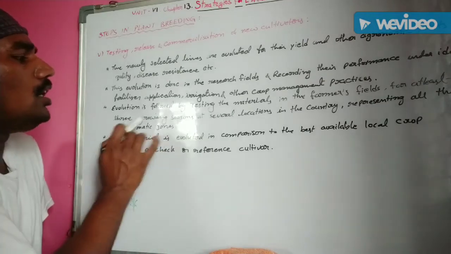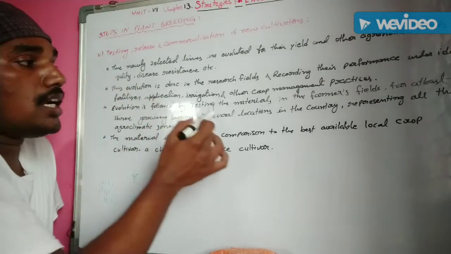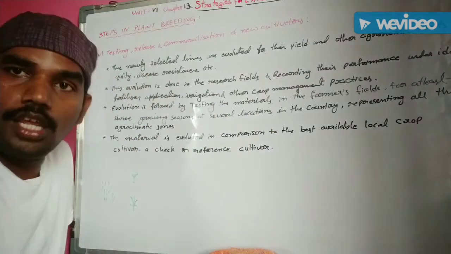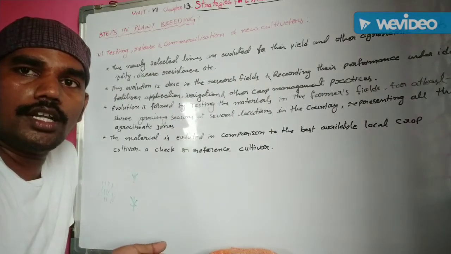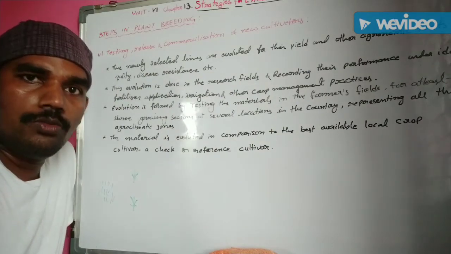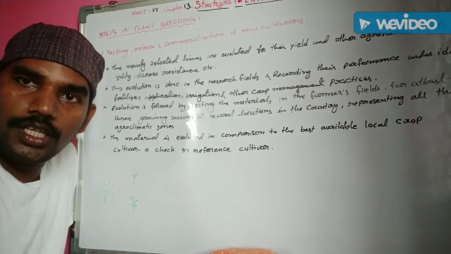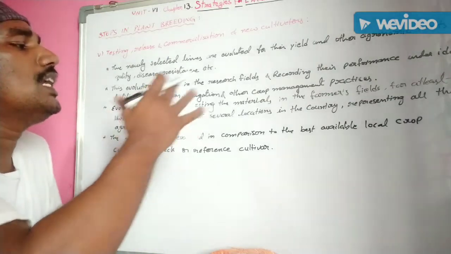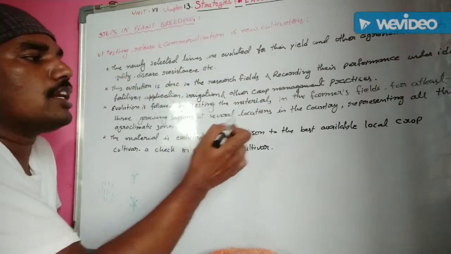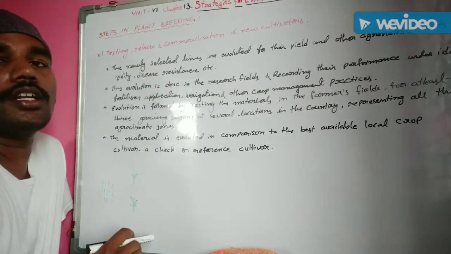Okay, 3 growing seasons at several locations in the country. Suppose our country: Kashmir, Kanyakumari, Gujarat, Kolkata, Madhya Pradesh, Andhra Pradesh, Kerala. In this way, different types of several locations in our country.